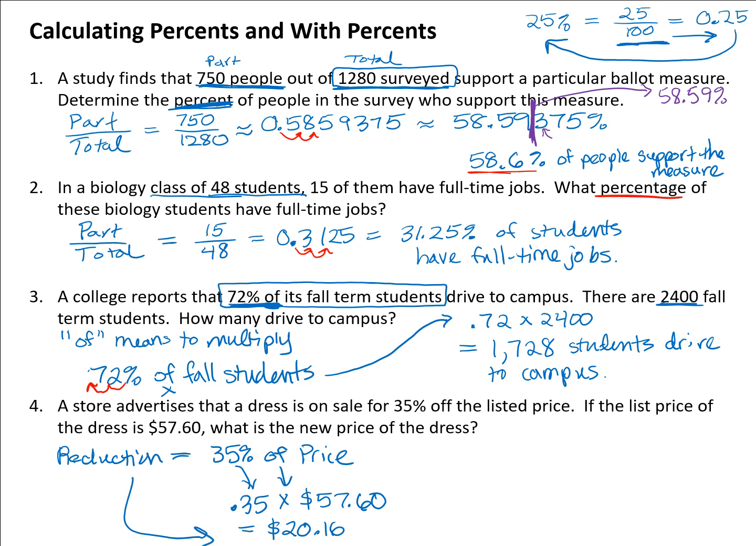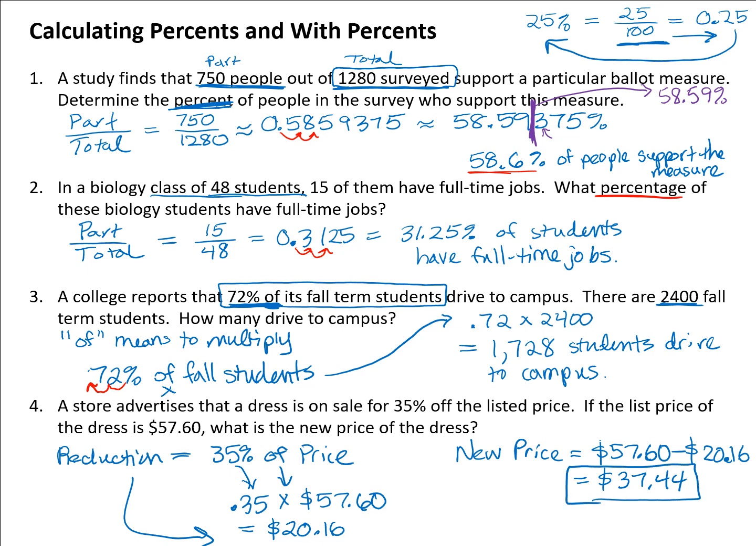Okay, that is not the new price of the dress. That's how much the dress is reduced by. So to figure out the new price, we would go ahead and take the original price of $57.60 and reduce it by 20.16. So subtract 20.16 from it. So the new price would be $37.44. So just simply do the subtraction. So the new price paid for the dress would be $37.44.